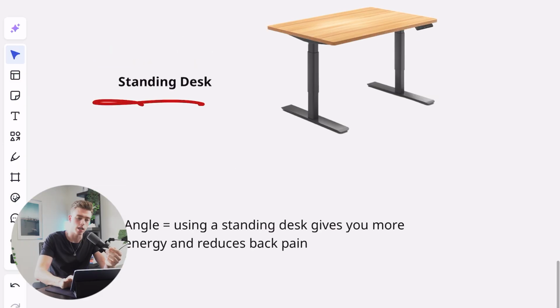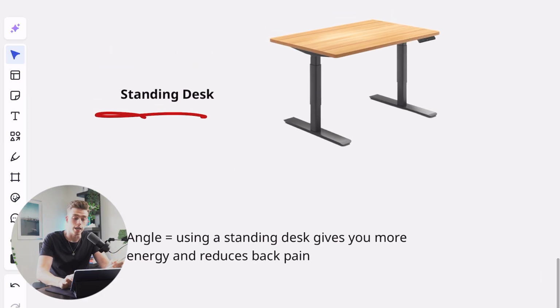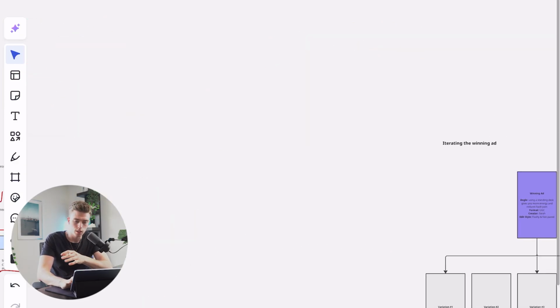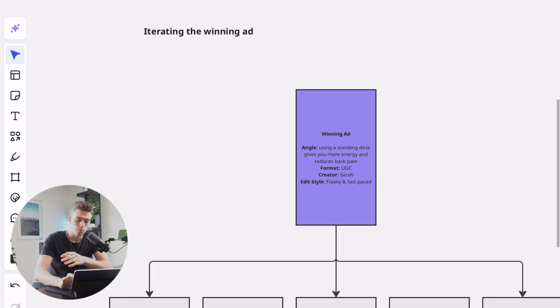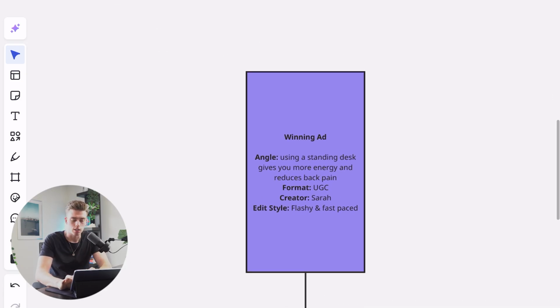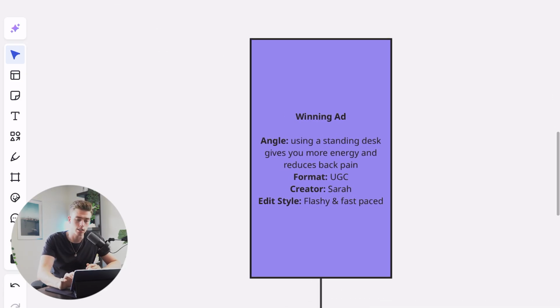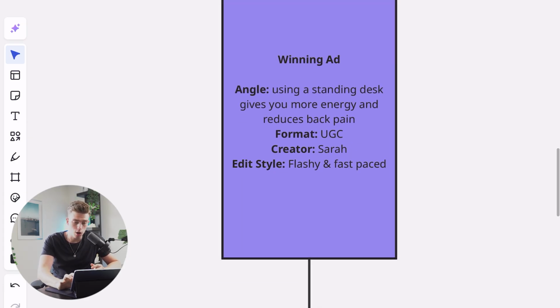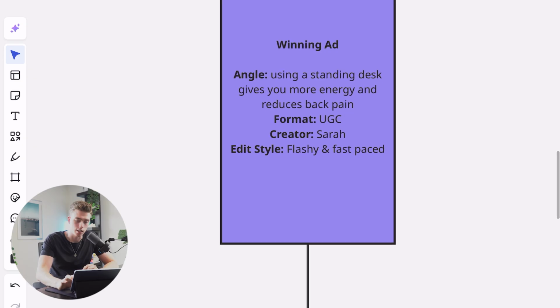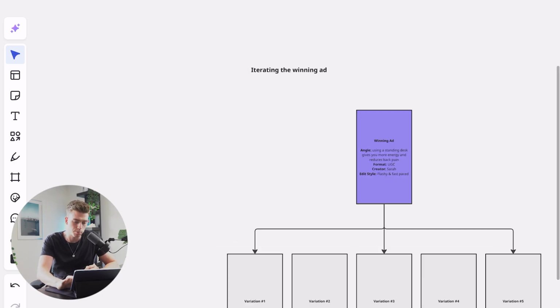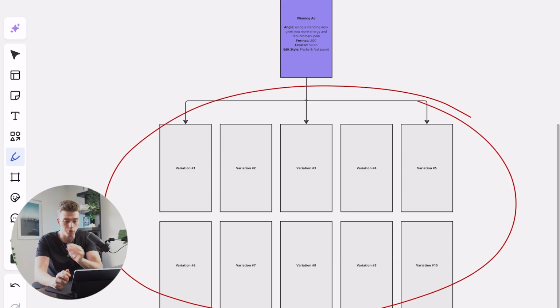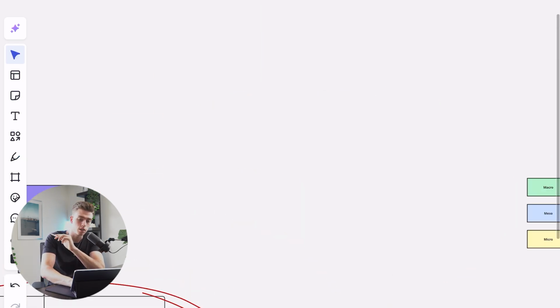So we've seen that for our standing desk product, the winning angle is using a standing desk gives you more energy and reduces back pain. So now we're going to iterate on this, because we have this winning ad. Like I said, the angle is using a standing desk gives you more energy and reduces back pain. The format is a UGC video. Then we're working with the creator Sarah, and the editing style is flashy and fast-paced. How do we actually turn this into 10 different variations? All right, here we go.